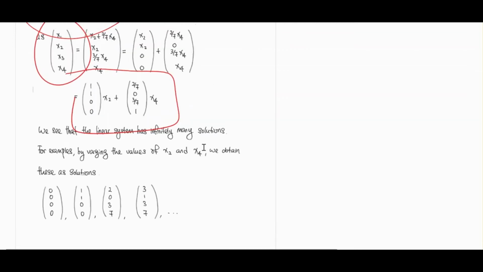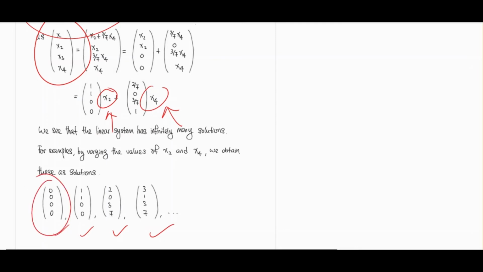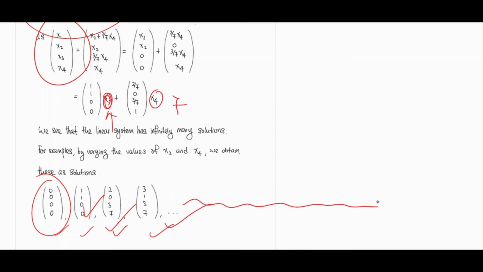As you can see, by varying the x2 and x4, you can generate infinitely many solutions. If you write a solution like this, you can see if I set my x2 and x4 to be 0, I can do that because these are the free variables, so I will have my solution. This is one possible solution. I can set my x2 to be 1 and my x4 to be 0, so I will get this as my solution. I can set my x2 to be 0 and my x4 to be 7. This is what I will get by doing that, and so on and so forth. I can generate infinitely many solutions by playing with the x2 and x4.